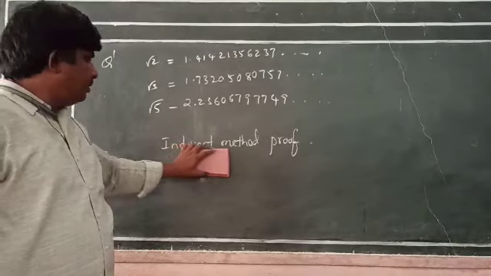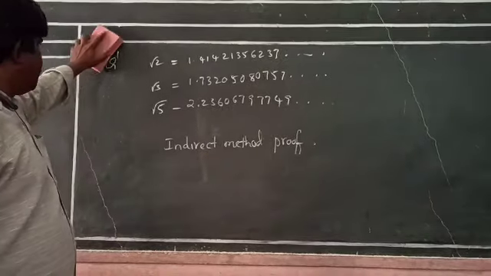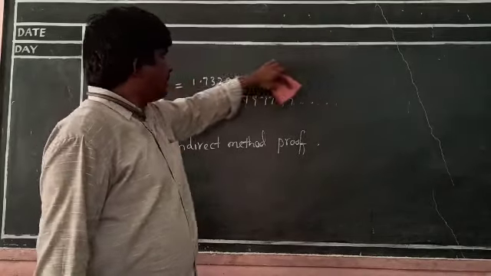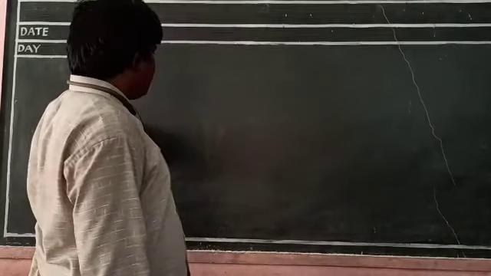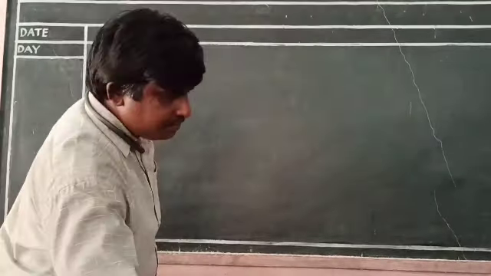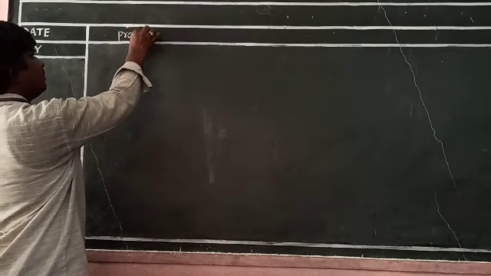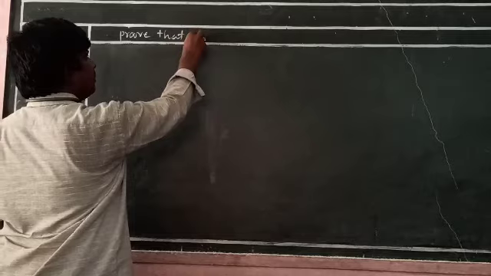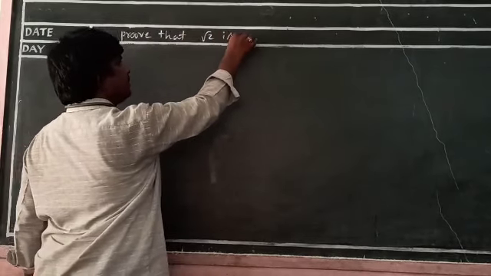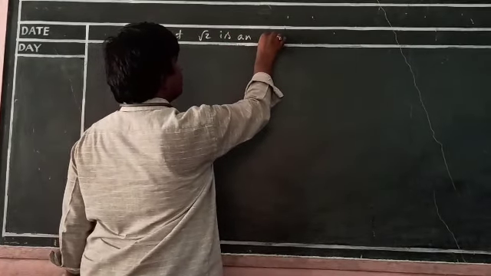How do we use this proof? Let us take one example. Prove that root 2 is an irrational number.